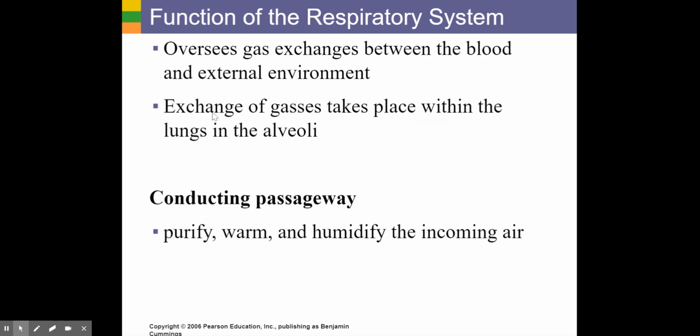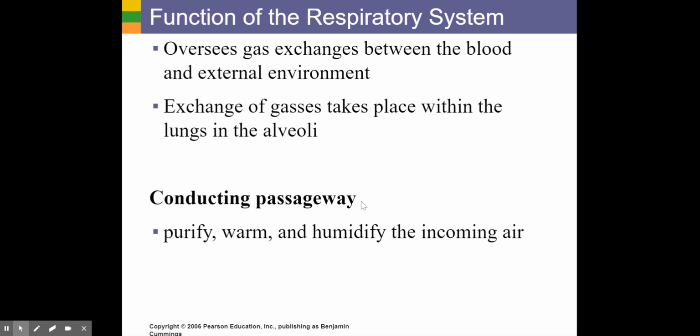All right, functions of the respiratory system. Obviously, the main purpose is to oversee that exchange of gases between the external and internal environment, and it's also going to exchange gases between the alveoli and the lungs as well as the blood. All right, so that's its main purpose there.